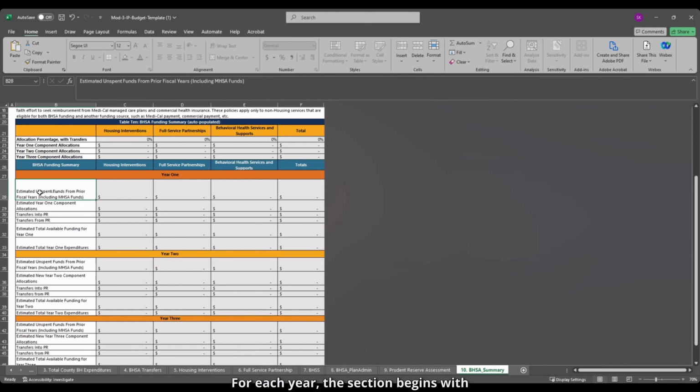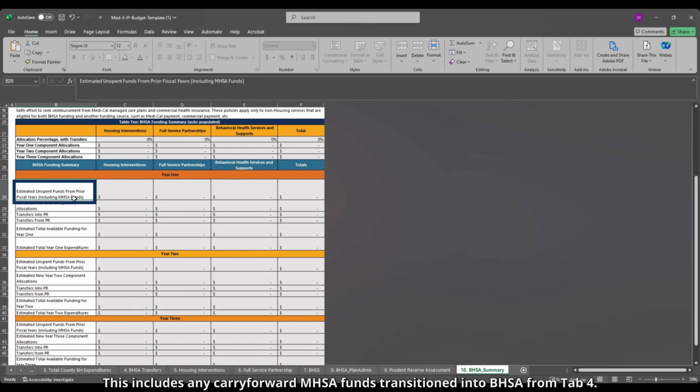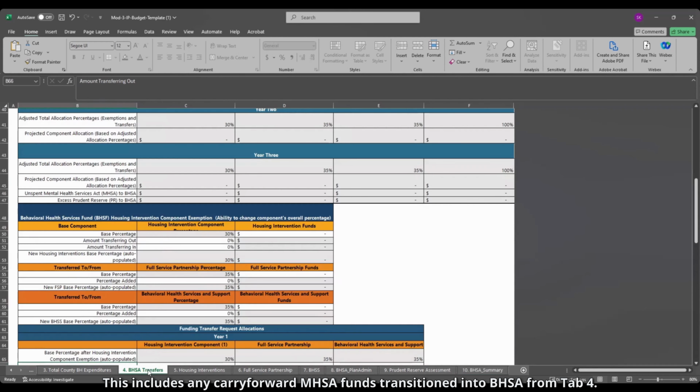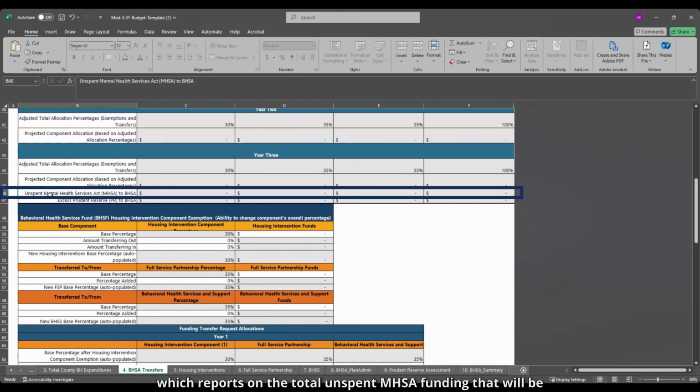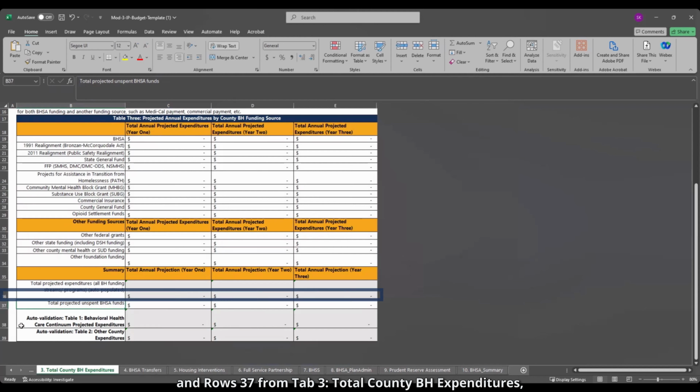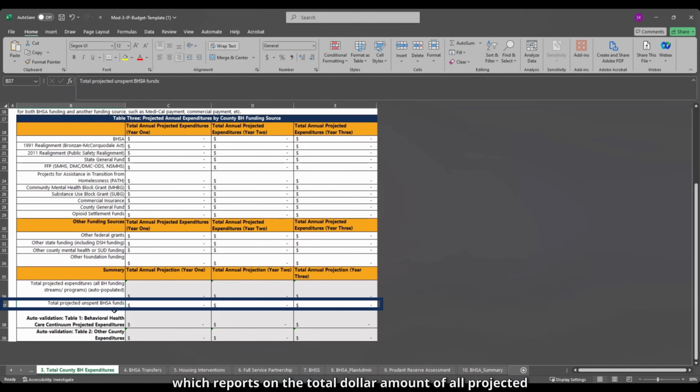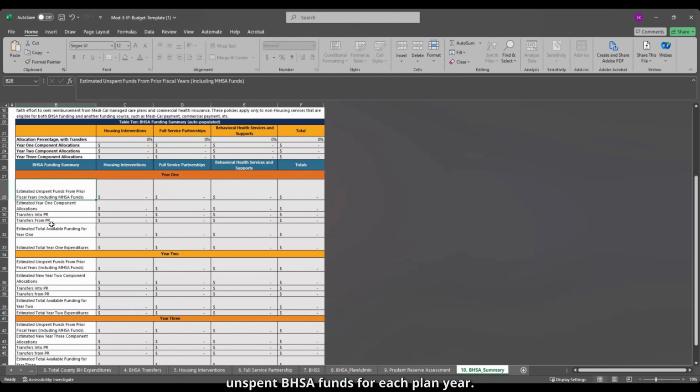For each year, the section begins with estimated unspent funds from prior fiscal years. This includes any carry-forward MHSA funds transitioned into BHSA from Tab 4. This amount pulls the sum of rows 46 from Tab 4 BHSA transfers, which reports on the total unspent MHSA funding that will be transferred to each of the BHSA component allocations, and rows 37 from Tab 3 Total County BH Expenditures, which reports on the total dollar amount of all projected unspent BHSA funds for each plan year.